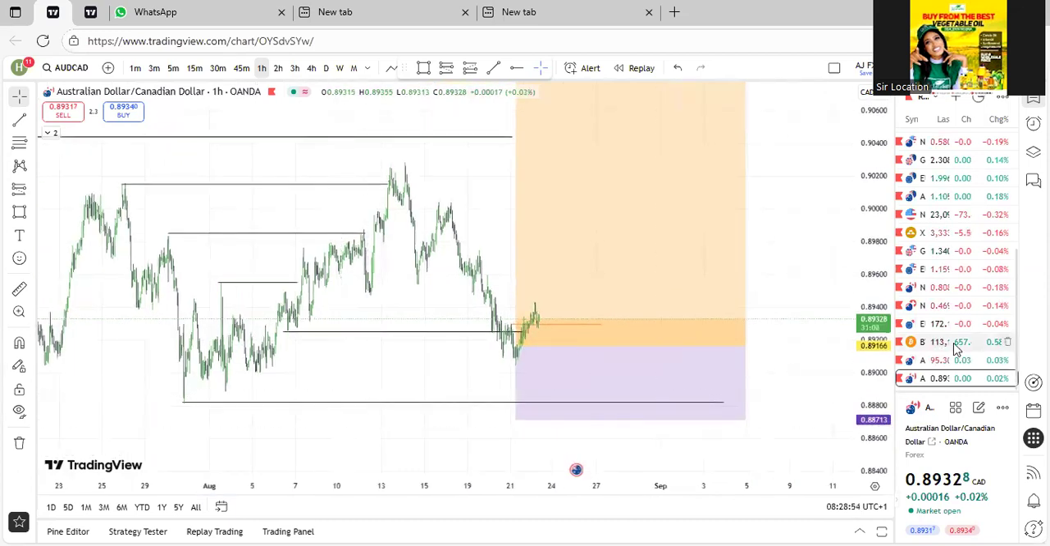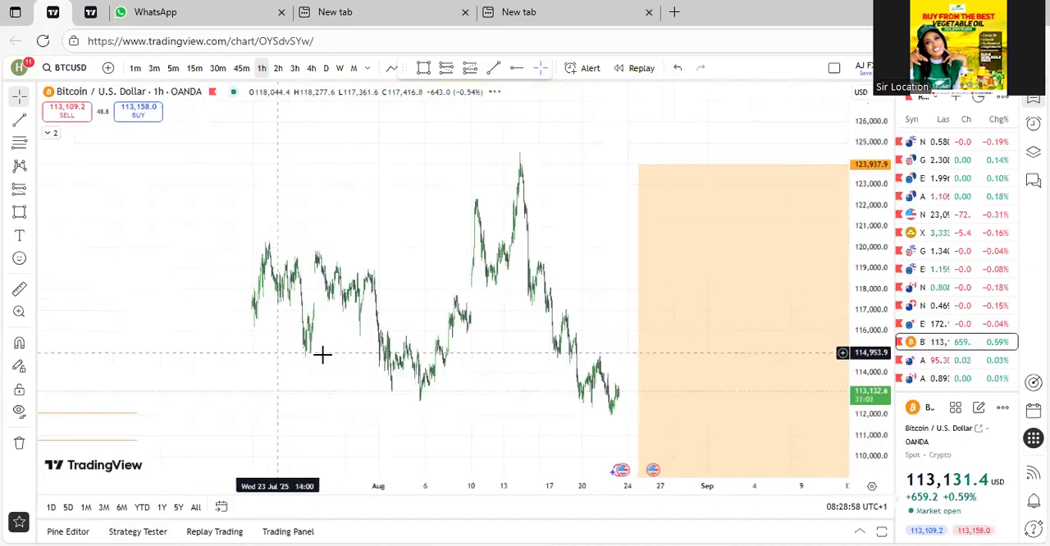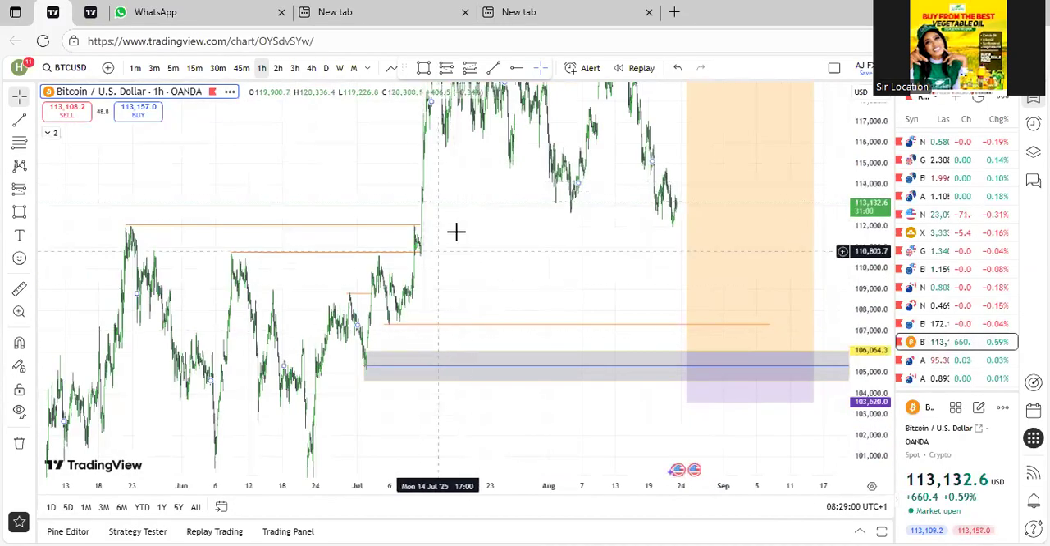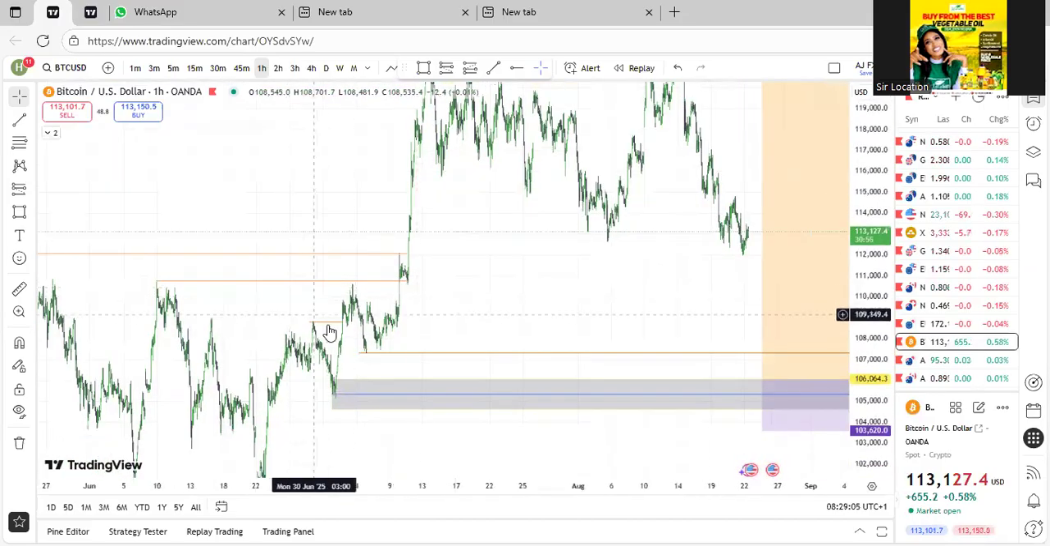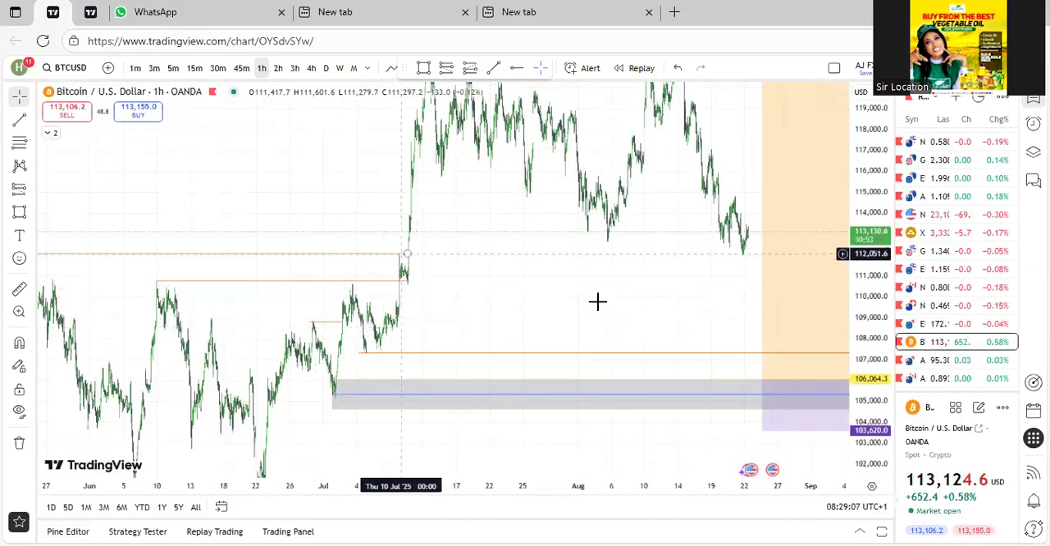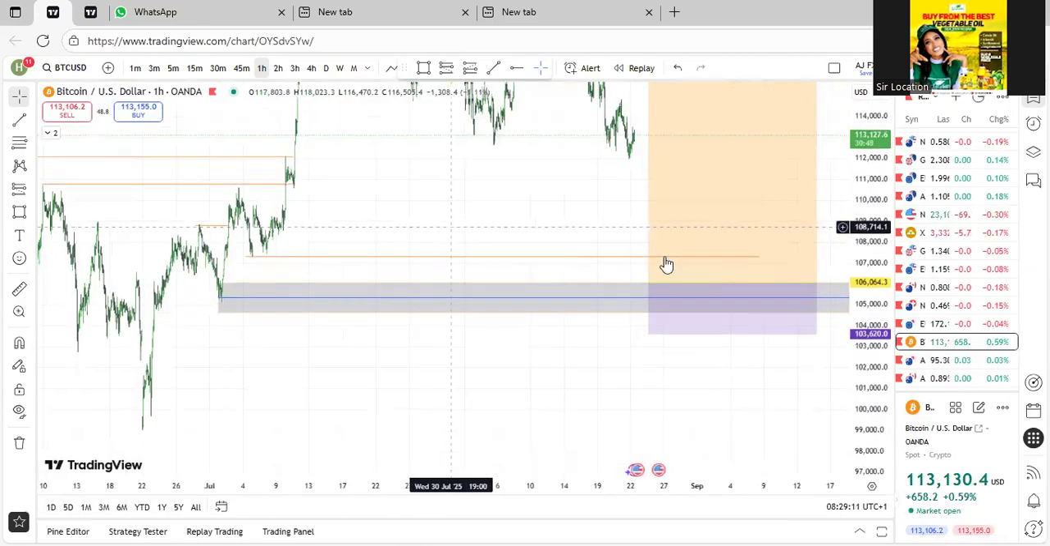I think we are still waiting for a move on BTCUSD. We could see what's going on here. We're waiting on BTCUSD, first break also, second break also, third break also. All these levels are liquidity. So we are waiting for this move on BTC.